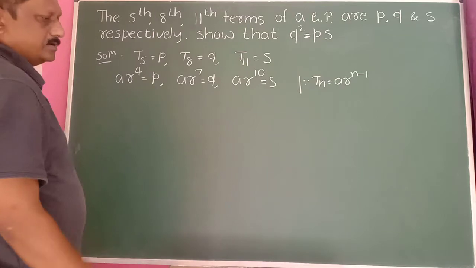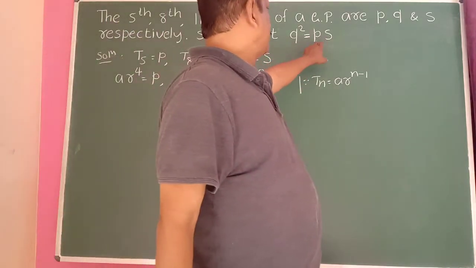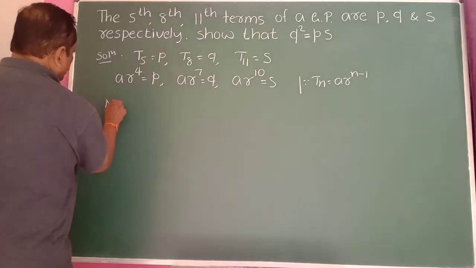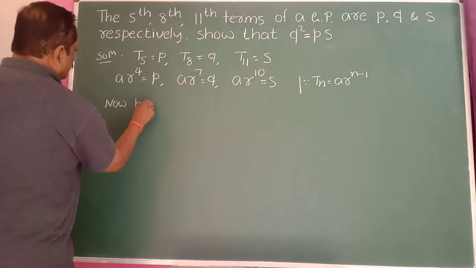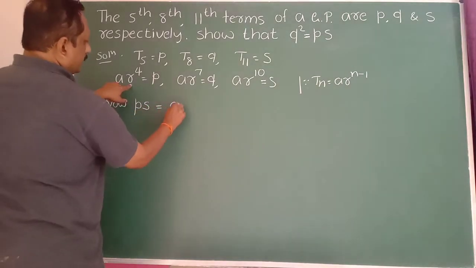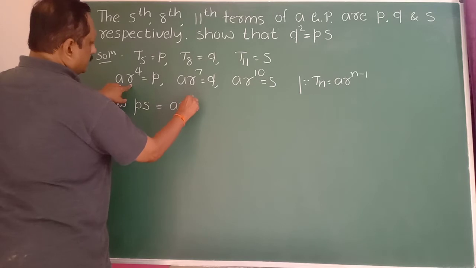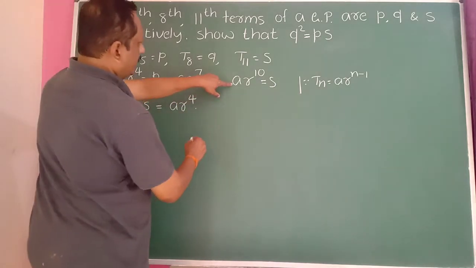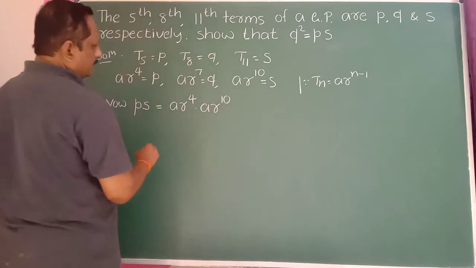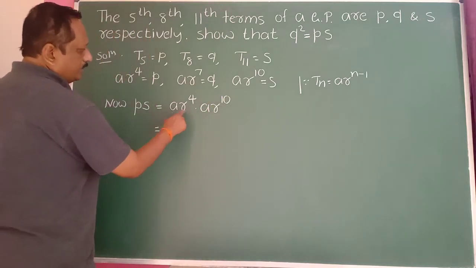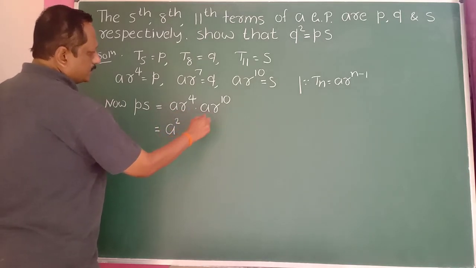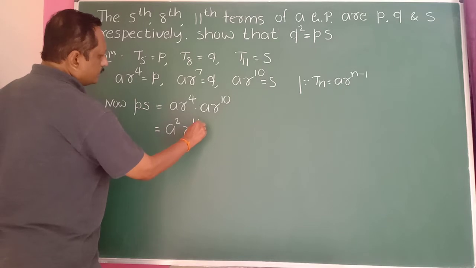Okay. So prove RHS equal to LHS. P into S is there. So now P into S is equal to P, which is a r raised to 4, and S, which is a r raised to 10. Then this is equal to a into a becomes a square, and r raised to 4 into r raised to 10 is r raised to 14.